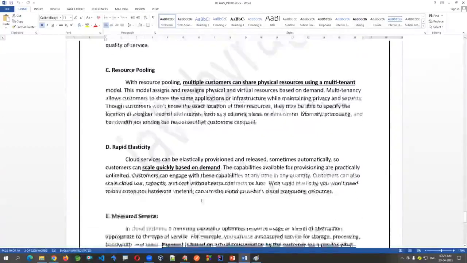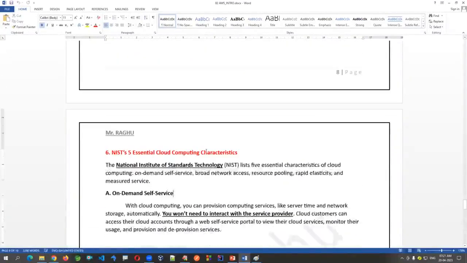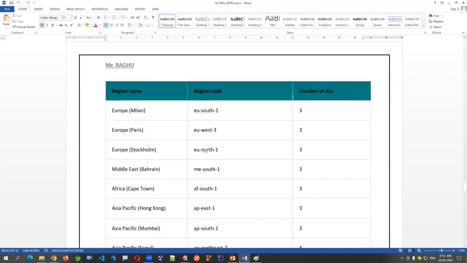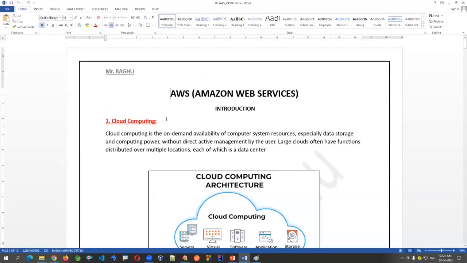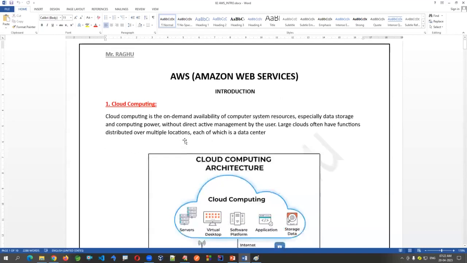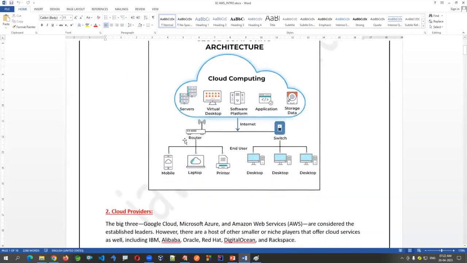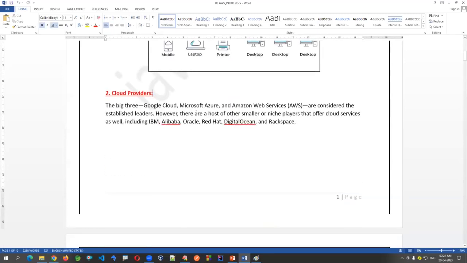Observe, these are the cloud computing characteristics. I'm just revising for a second. The cloud computing mechanism is actually the on-demand availability of resources like data storage and computing, or else some services you are using here, simply pay per use. In this architecture, you can use a server, virtual desktop, software platform, application, or storage; you can take anything. There are multiple cloud providers you can see, and in that, AWS is top.